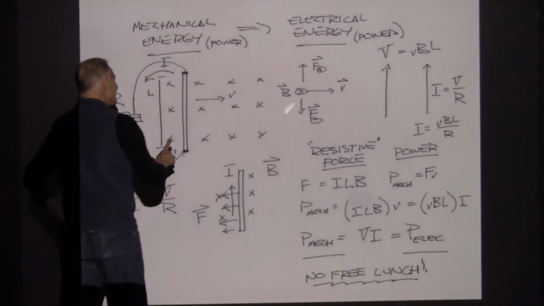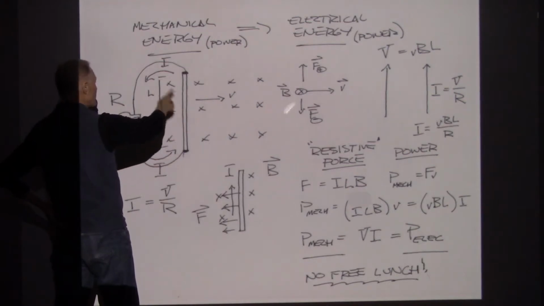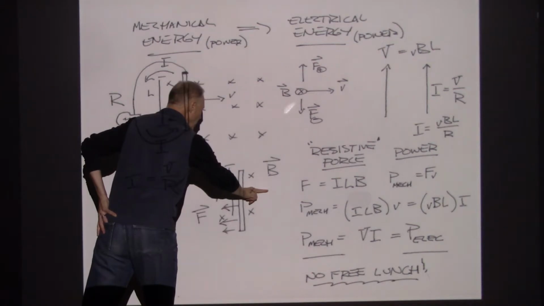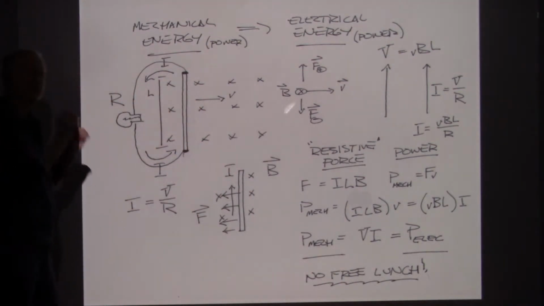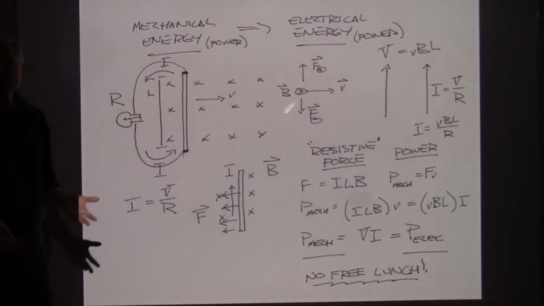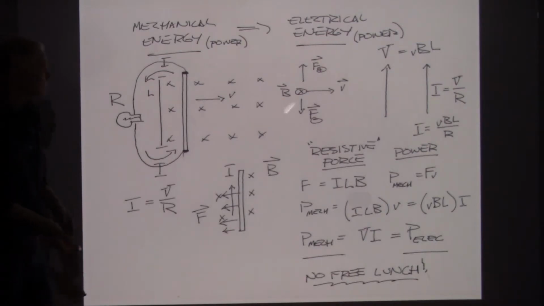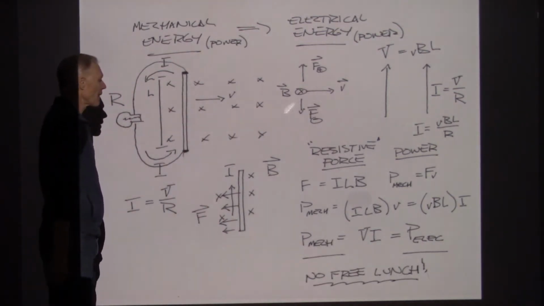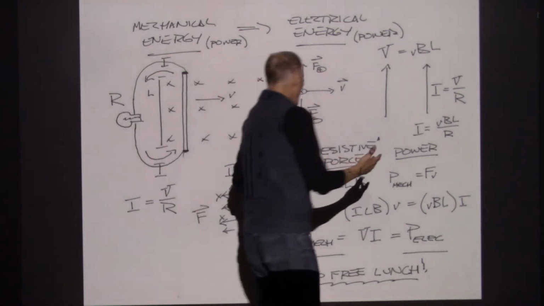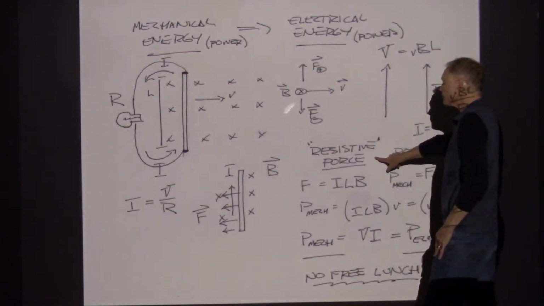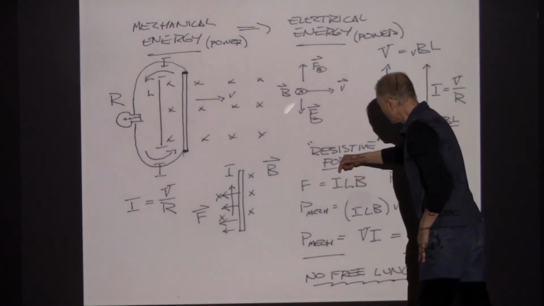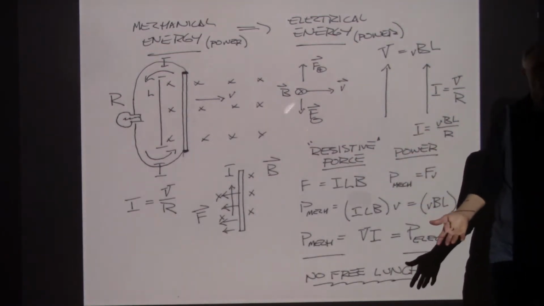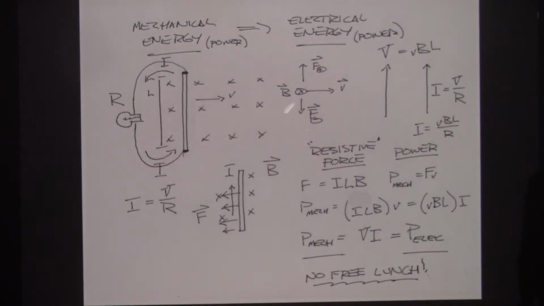So that says if there is a current running in the circuit, then I'm going to have to continue pushing the bar. I can't just push the bar once and assume it will go forever just because there's no friction, because there will be magnetic forces slowing that bar down. And we can find out how large these resistive forces are. These resistive forces are going to be I times L times B. That's an equation we've been using, well, since chapter 27.